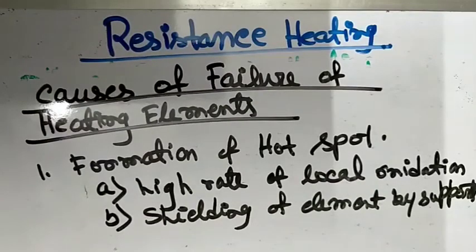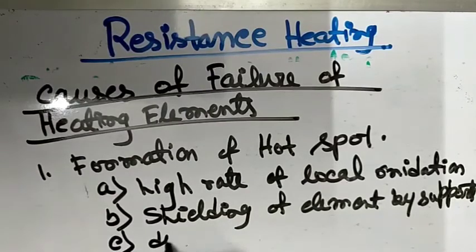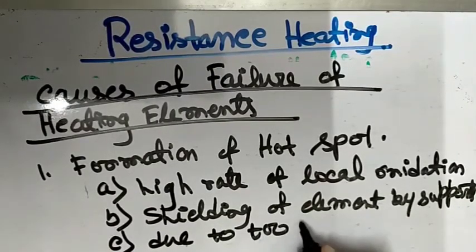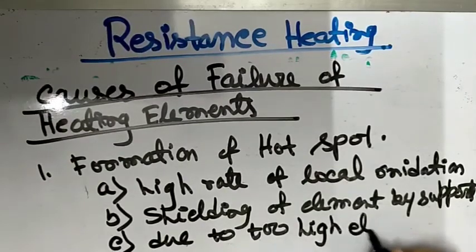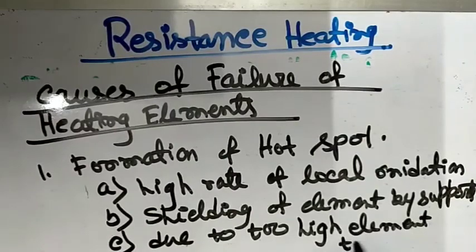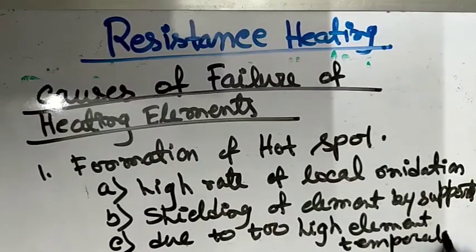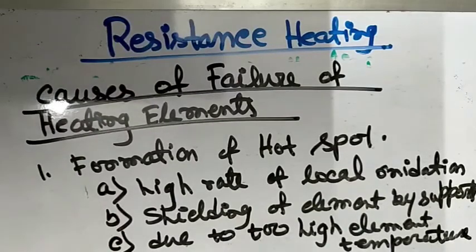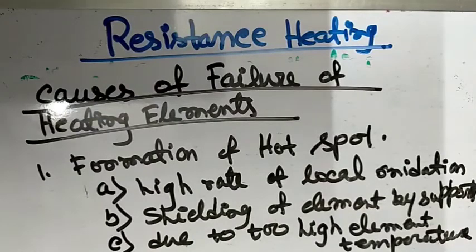Next, cause of formation of hot spots is due to too high element temperature. Due to too high an element temperature, insufficient support for the element, or selection of the wrong material, sagging and warping of the element may result. This sagging and warping causes uneven spacing of sections, thereby producing hot spots where sections are closer together, or even there may be actual shorting of adjacent sections of an element.